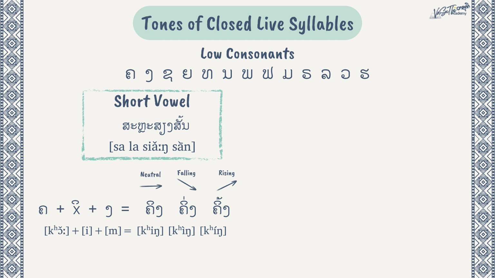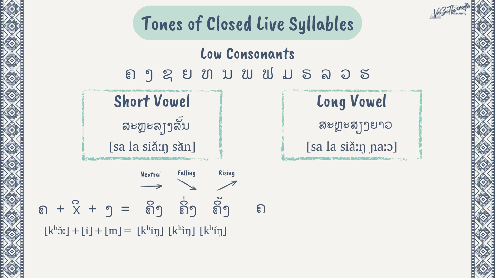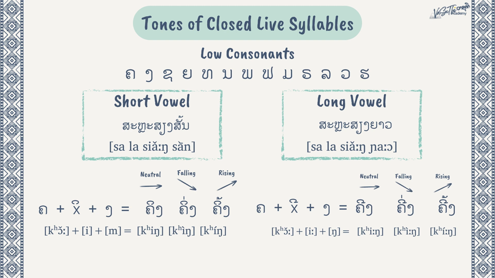With a low initial consonant, a short or long vowel, and one of the 5 voiced consonants in the final position, without an accent, the tone of the syllable is neutral. With accent 1, the tone is falling. With accent 2, the tone is rising. We find the same tones with a long vowel.